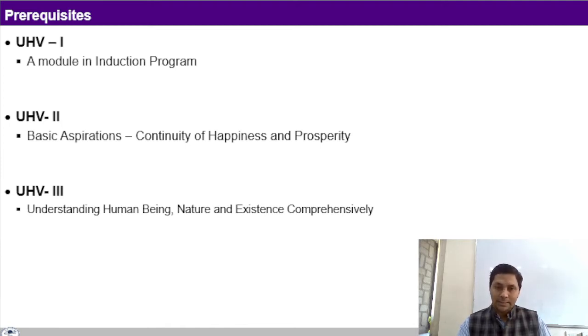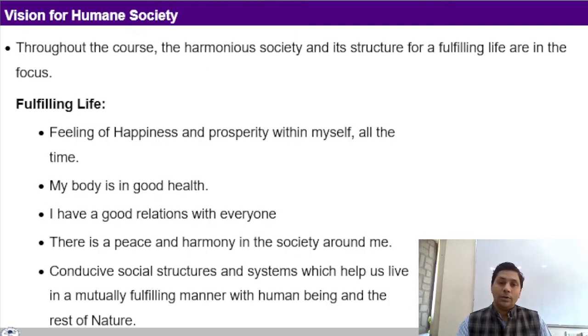So in UHV3, you must have studied the self in depth, its activities and its interconnectedness with nature and existence. And now we are going to discuss UHV4, that is Vision for Humane Society. Throughout the course, the harmonious society and its structure are in focus, which are required to live a fulfilling life. So what is a fulfilling life?